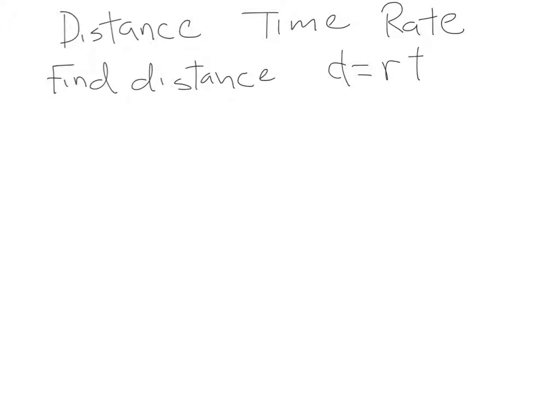In distance-time-rate problems that you'll find on the SAT, the basic formula to find distance is d is equal to r times t. But there are other ways to write this formula. In one case, when they ask for time, the formula is t is equal to distance divided by rate. And there's one more variable to look for.